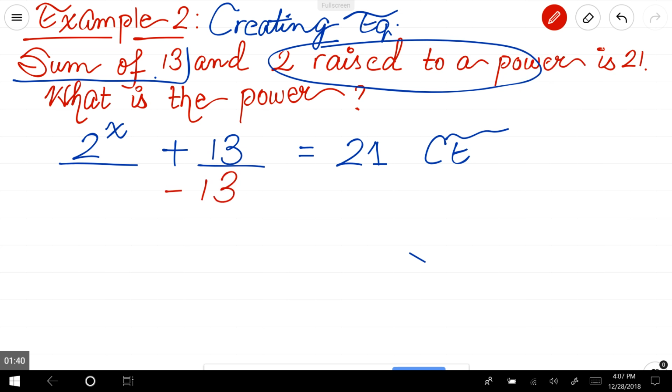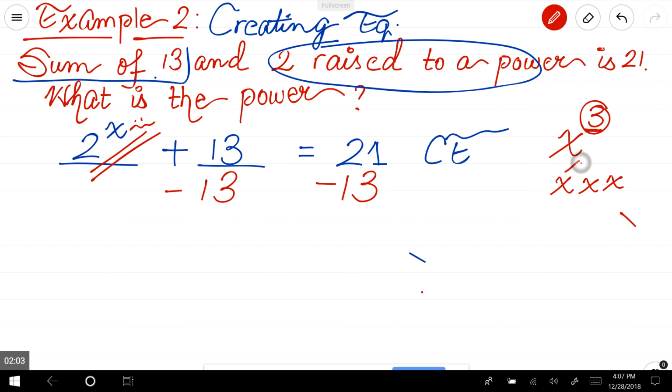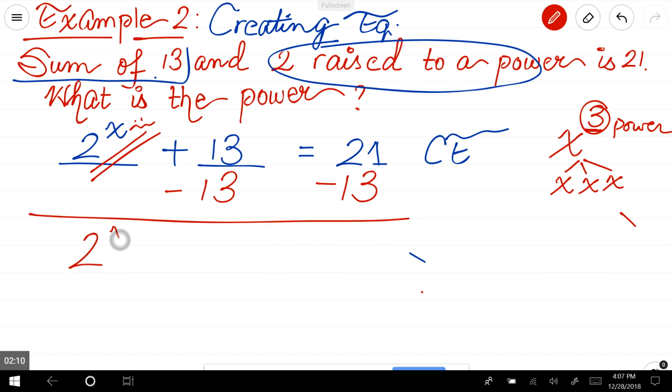So students, here I'm trying to get my 2 to the power of x, the term that has an x, because x is grumpy. I'm trying to separate this term here. So I subtract 13. And power means like if I have x to the power of 3, that means on the top side I have a little 3 going, or it means x times x times x, that x is getting multiplied 3 times. That's the meaning of power basically. All right, so we have 2 to the power of x equals 21 minus 13, and the 13s are gone from here. 21 minus 13 is 8.